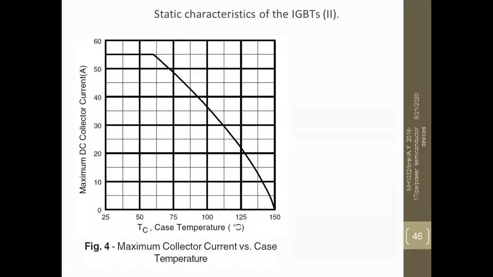I am showing that here. If you consider the temperature value and the collector current of an IGBT, at a certain temperature value the collector current is maximum, and after some time, with the temperature increase, the collector current reduces. That is the static characteristics of an IGBT.